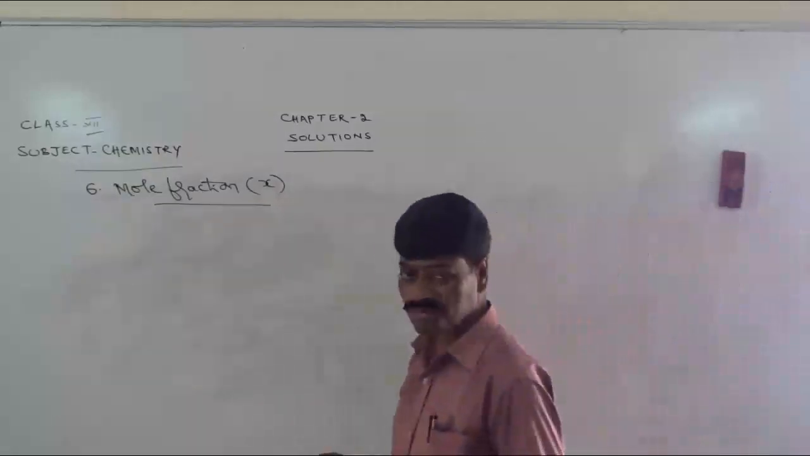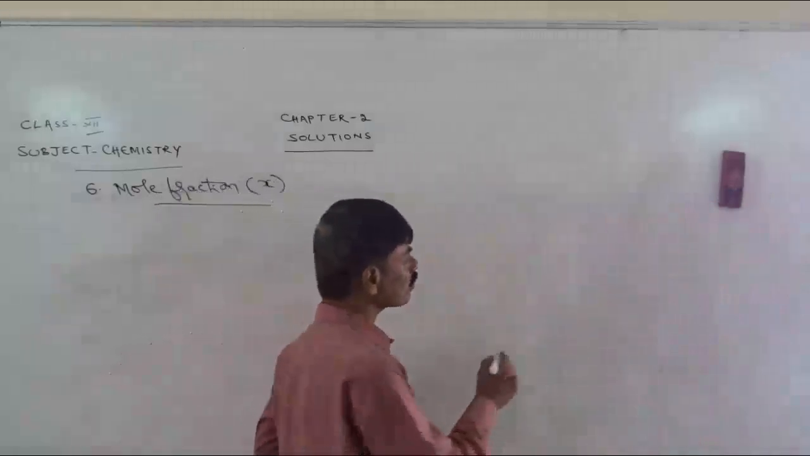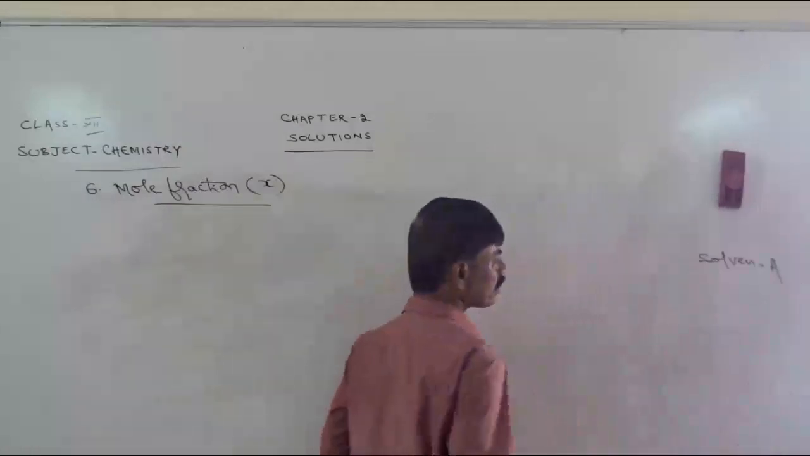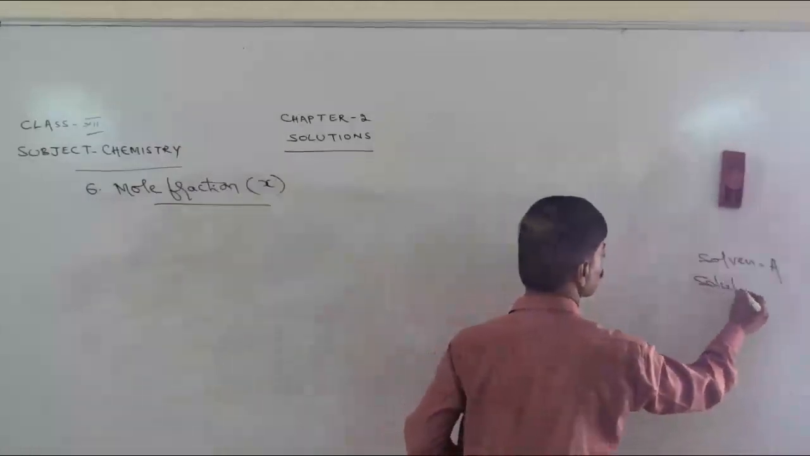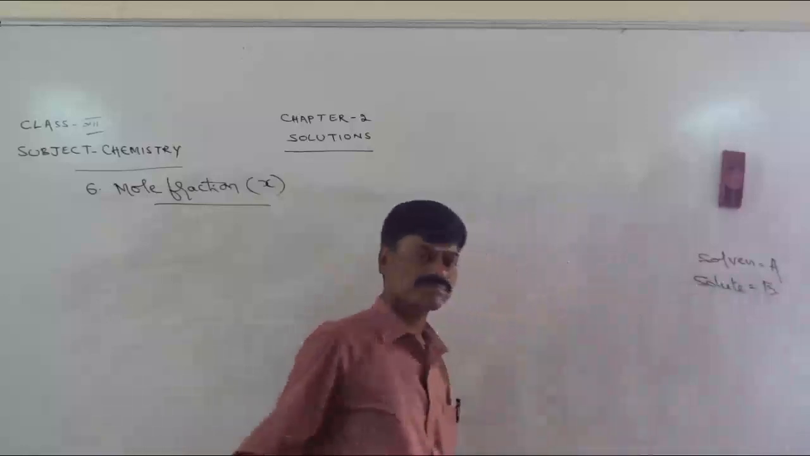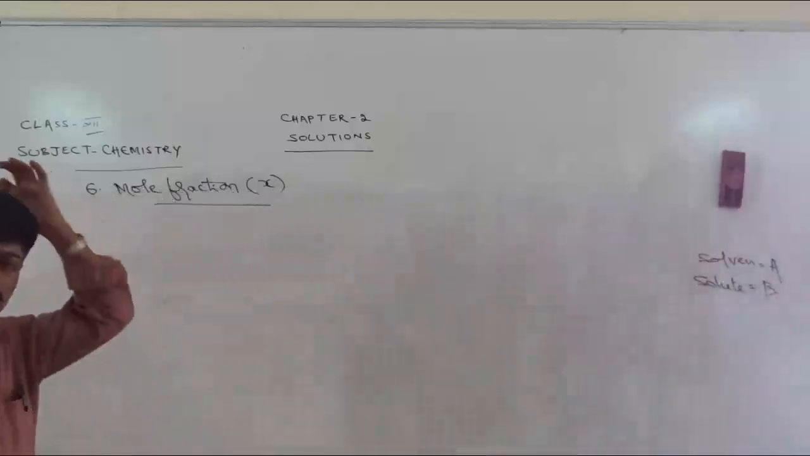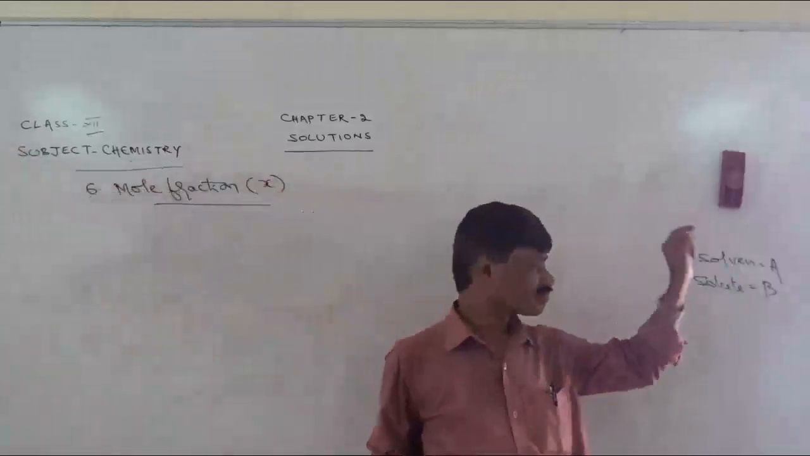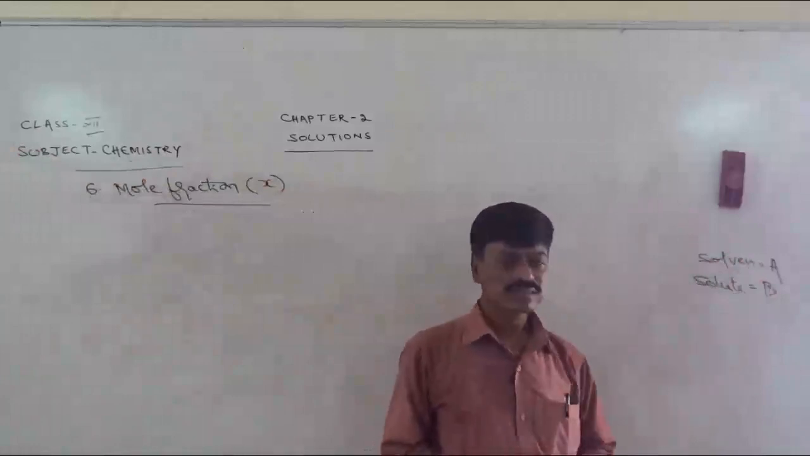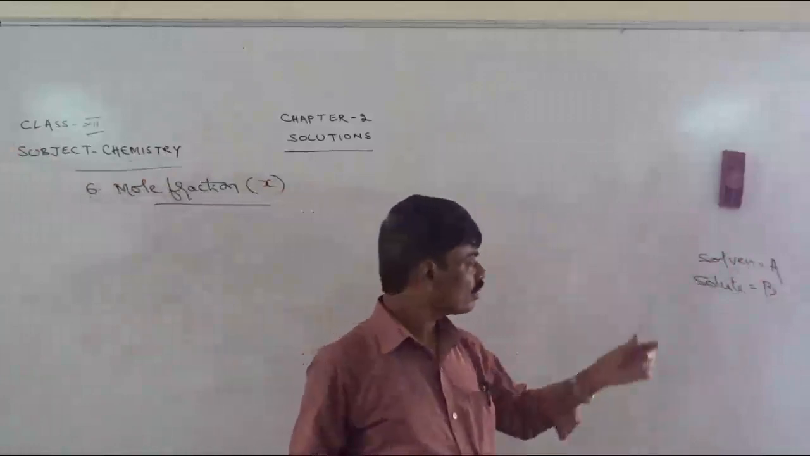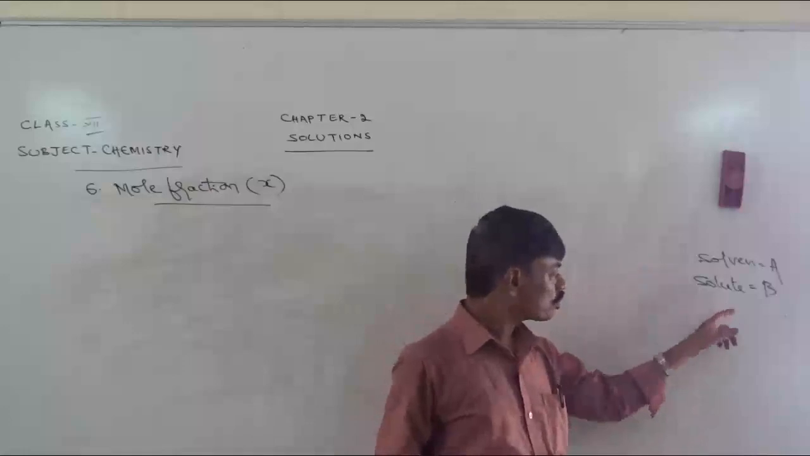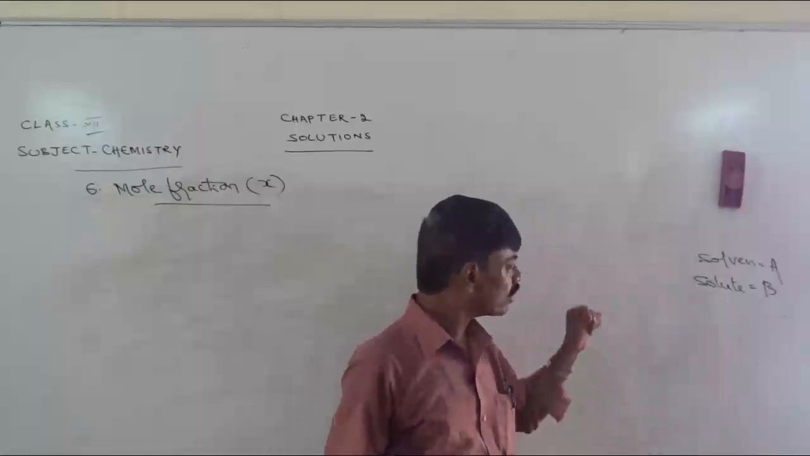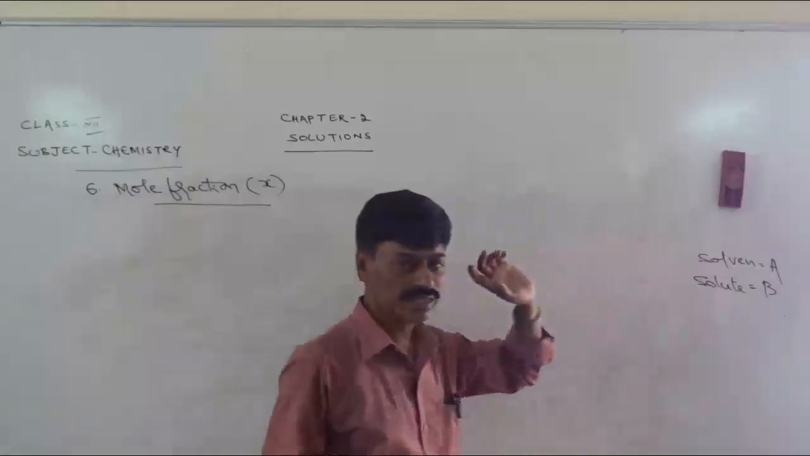If we want to know mole fraction, remember children, in the case of solvent, we use the symbol A. In the case of solute, we use the symbol B. Right, this is what you need to remember. In some books, solvent is represented by the capital S or 0, and solute by the small s or 1. So here we use these symbols A and B.